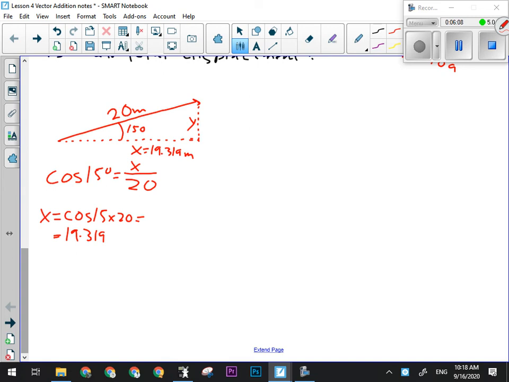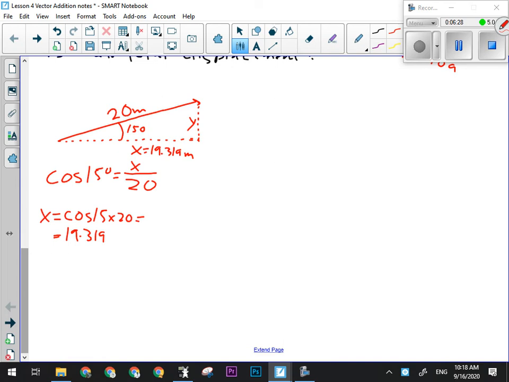All right, I also need to find y. Which trig function would I use to find y? It's opposite the angle that I have. I would use sine, okay? Because sine says, using this angle and the hypotenuse, find the opposite side, right?